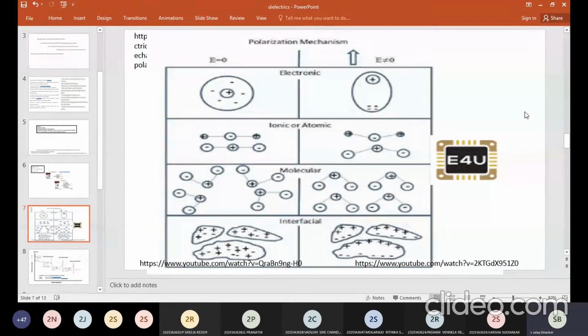Yeah, because what? They have become dipoles, but how to prove that? This non-polar combination of atoms has become a polar combination. How to say that?